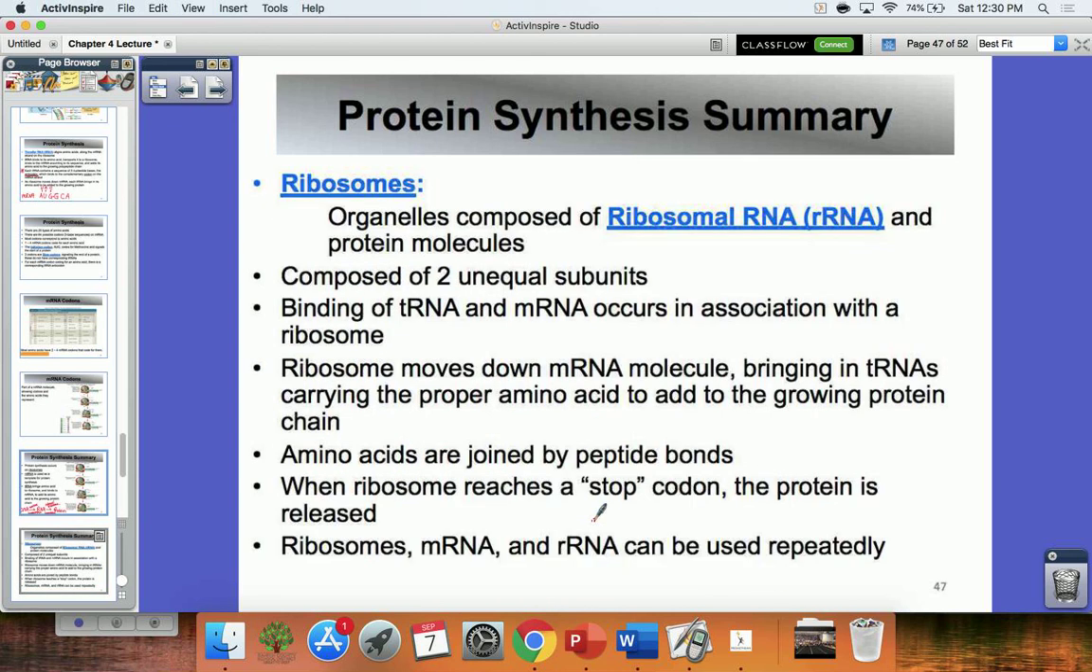And so we just talked about how it happens in the ribosome that's found in the cytosol. And in order for it to attach, the ribosome is also made up of RNA. And we call that ribosomal RNA. And it has two subunits that help to bind to the mRNA molecule, and it allows that whole tRNA molecule to bring the proper amino acid to that polypeptide chain. And again, it continues and continues until it reaches a stop codon, and then it will stop.